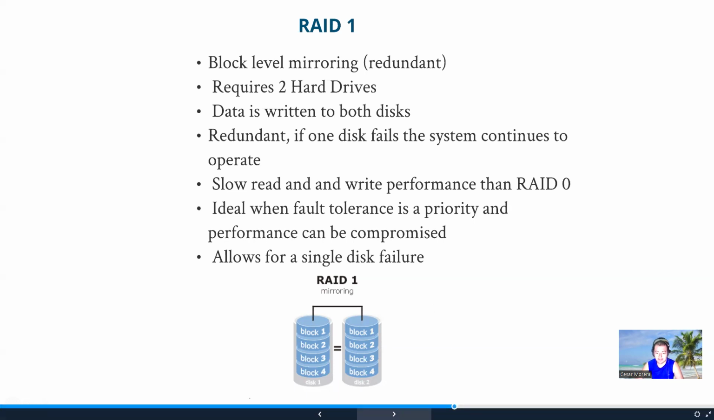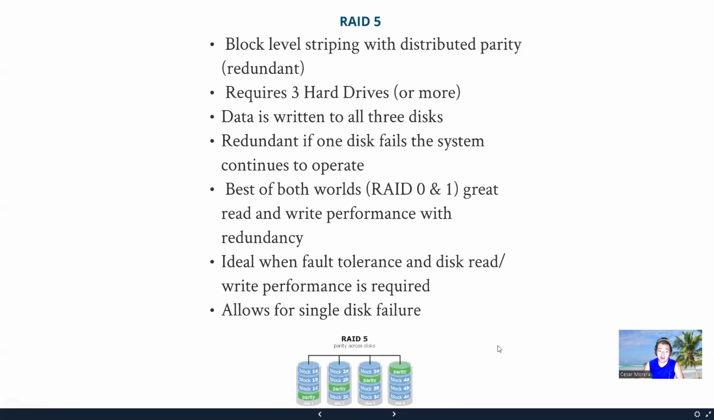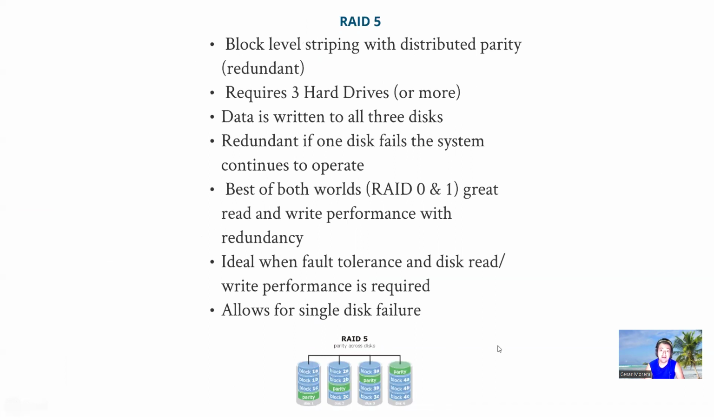That's basically RAID 1. Let's talk about the next one, RAID 5. Block level striping with distributed parity, redundant. It requires three hard drives or more. Data is written to all three disks. Redundant, if one disk fails, the system continues to operate. Best of both worlds, RAID 0 and 1: good read and write performance with redundancy. So we get the best of RAID 0 and RAID 1 in a single solution.